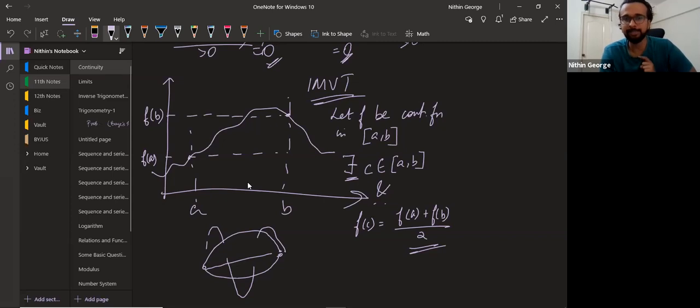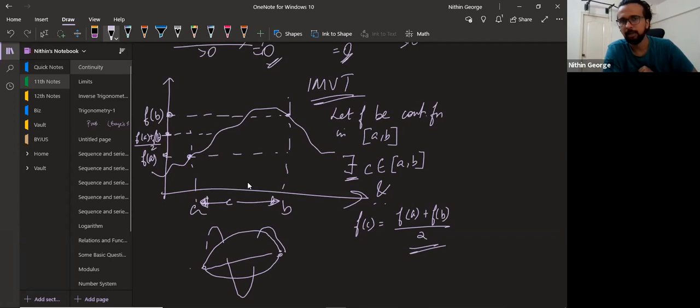Now, what are they saying here? That there will be a value C somewhere between A and B. Okay. C is somewhere between A and B. You can shift anywhere between A and B, such that it will take the value f of A plus f of B by 2. What is f of A plus f of B by 2? It is a midpoint between f of B and f of A, these 2 points, right? Okay, it'll be the midpoint here.